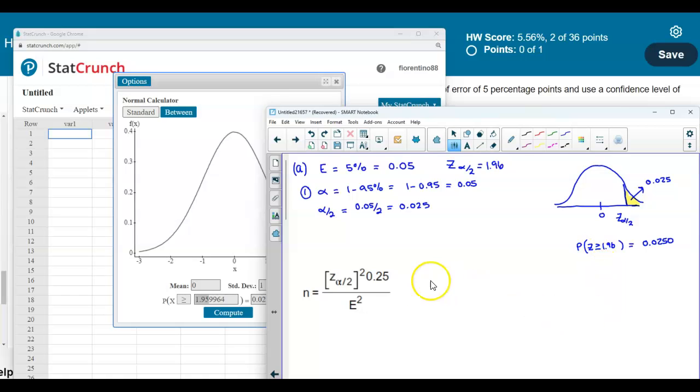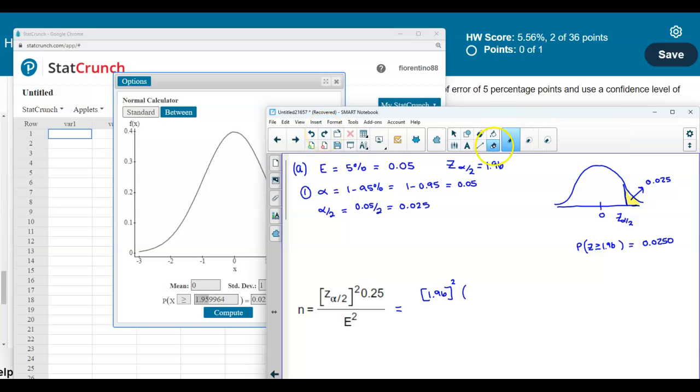Now that we have that information, we can plug it into the formula. This is going to equal the critical value, which is 1.96, squared, and then multiplied by 0.25. And then we're going to divide that by the margin of error squared. The margin of error is 0.05, and then we're going to square that.